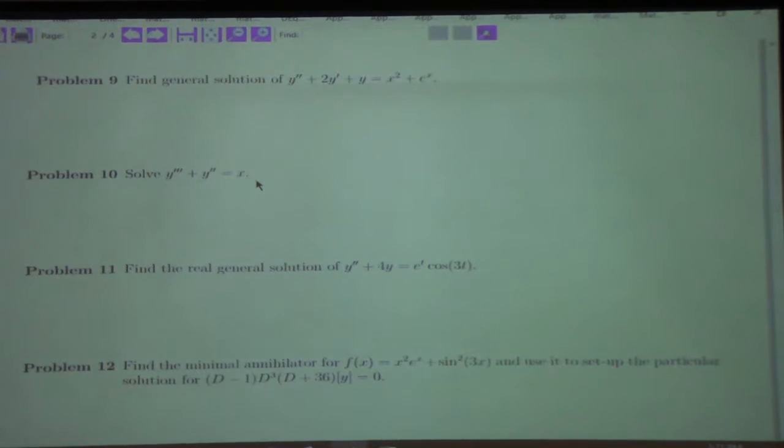Problem 9. Look at this. That's got repeated roots. You're going to see, in fact, that e to the x overlaps with the homogeneous solution for this one. On the flip side, x squared does not. So you should end up multiplying the part of the particular solution that corresponds to e to the x by x, but not this one. So your particular solution will have something like ax squared plus bx plus c plus dx e to the x. That should work. You've got to work it out, though.